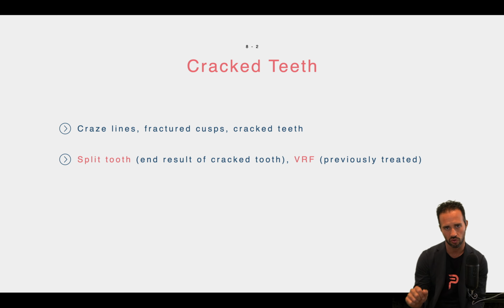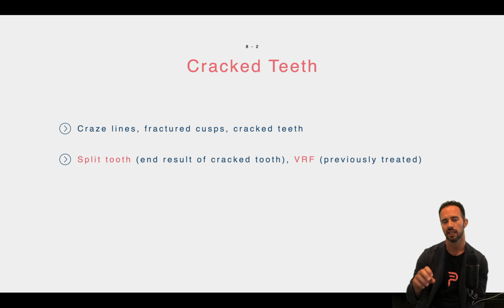So you can have tiny little craze lines, you can have obviously fractured cusps, you can have your traditional cracked teeth, you can have a crack that eventually leads to a split tooth, and you can have vertical root fractures as well. Vertical root fractures, unfortunately, is a term that's used much too broadly with cracked teeth.